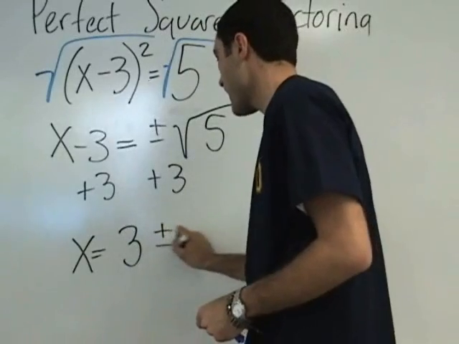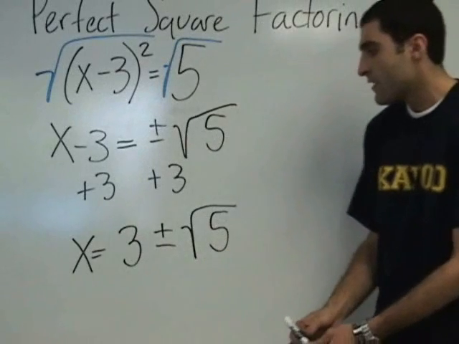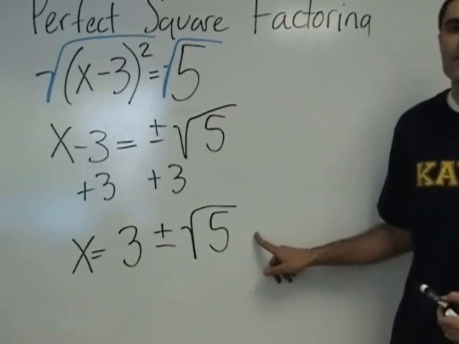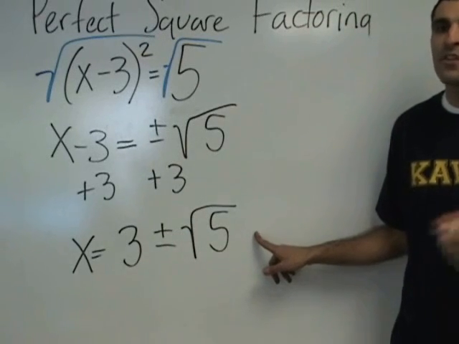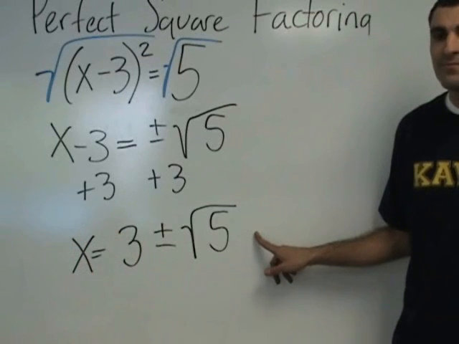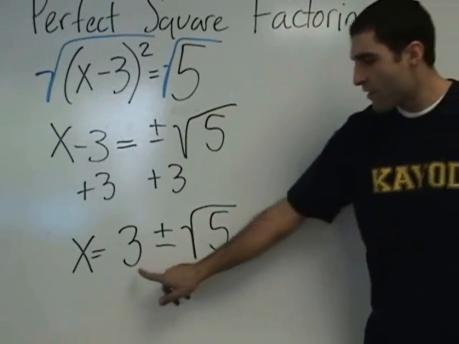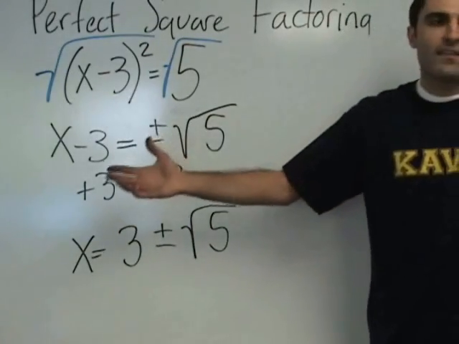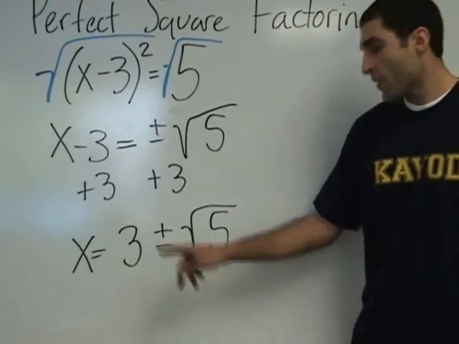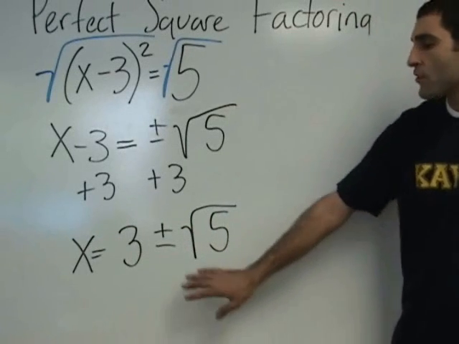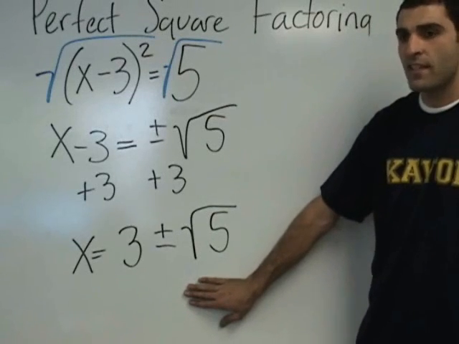3 plus or minus the square root of 5. This is kind of like getting into Algebra 2 stuff. Who can say what the first answer is here? The first answer is 3 plus the square root of 5. That's all you write. And what's the second answer? 3 minus the square root of 5. So you can leave it like this, and that implies two answers.